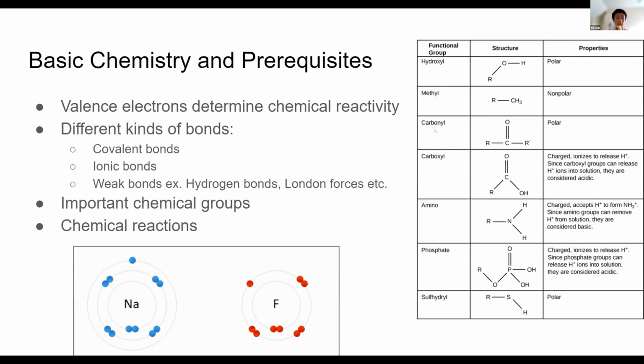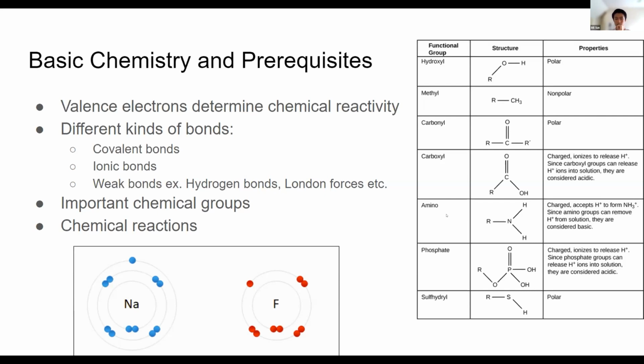Carboxyl, carbonyl groups are very particular to a kind of organic molecule known as sugars or carbohydrates. And amino groups and carboxyl groups, they're very well known in proteins, for example. Phosphates can be found in nucleotides, which are components of nucleic acids, and sulfhydryl groups can be found in proteins.